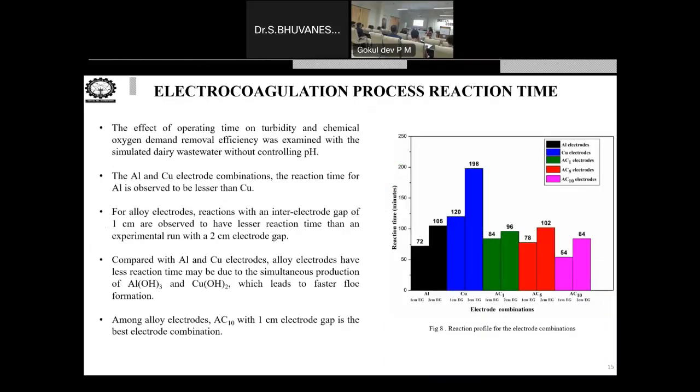Then reaction time. Reaction time is also a very important parameter. We have to take very less time for the reaction to take place. Okay. So what reaction time? Again, it will be less in case of AC10. Okay, because it is having more dissolution of hydroxide. It is very hard in nature. It is not going to dissolve very easily compared to the other combination. So the reaction time will be very less because more hydroxyl groups are forming. Because of that, easily the flocks will get formed and very easily the process will be completed. So less reaction time for AC10.